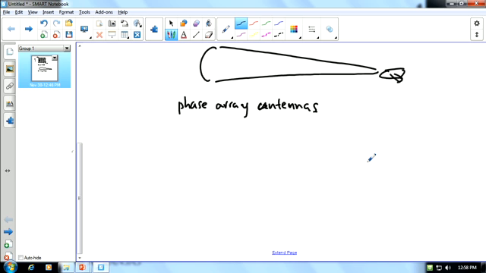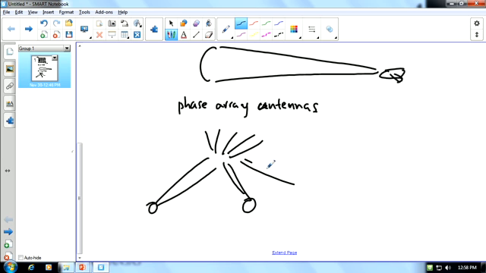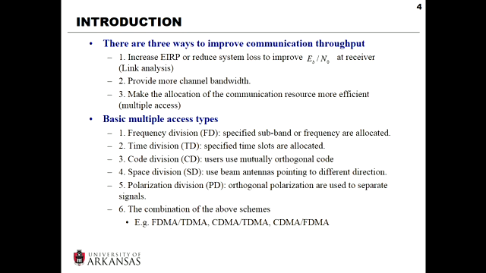We have multiple antennas, so we can send one beam to one user, another beam to another user, and another beam to another user. This is called space division multiple access, and it's going to be used for our 5G system. This concept has already been proposed for 4G systems, but it's not widely used. For 5G systems, it's going to be one of the key technologies, space division.